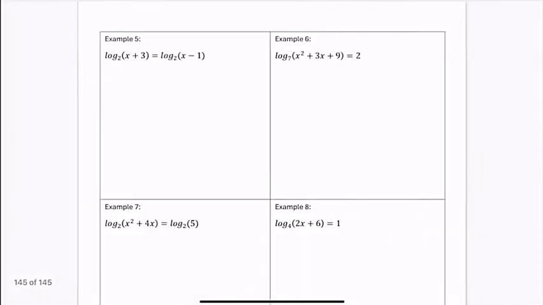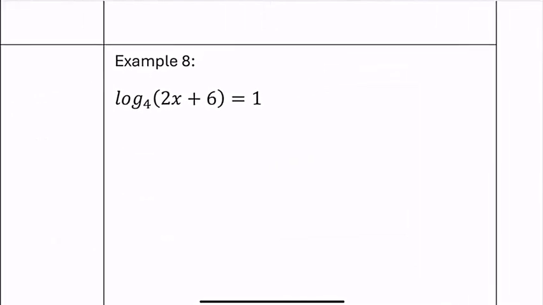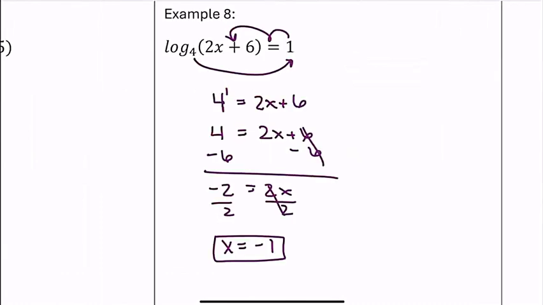Out of order, go to the next page, go to the bottom. We're going to do number 8 next because that's the next one that matches what we just did. So go ahead and pause, try number 8, and then come back when you're ready to check it. This is number 8. You should have gotten -1. Our log was already isolated, so I just reverted back to exponential form. So I had 4 to the power of 1 equals 2x plus 6. And then we just solved using normal equation rules.